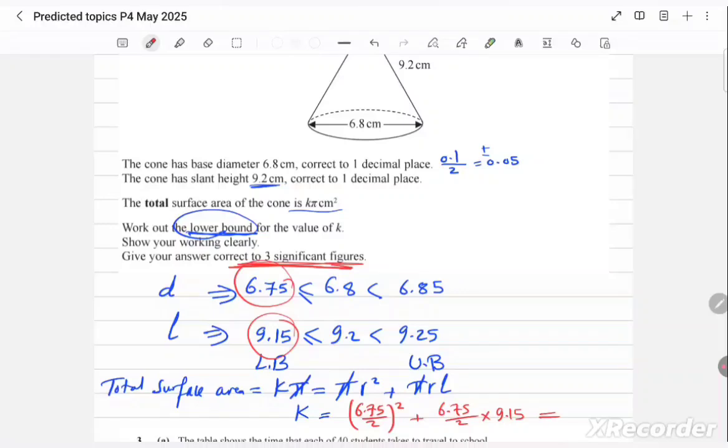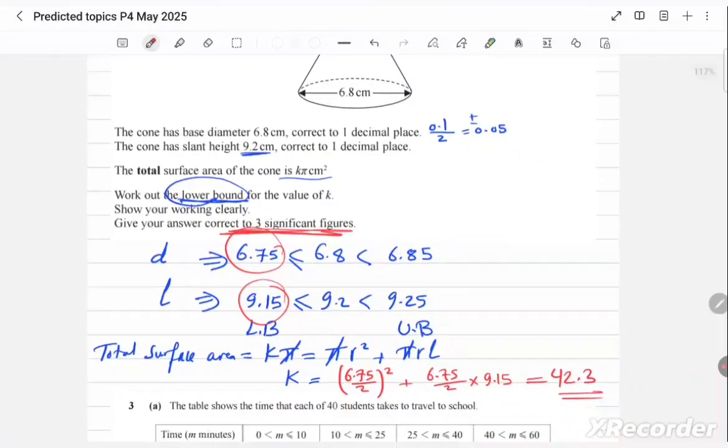6.75. Okay, so the answer is 42.3 after rounding to three significant figures.